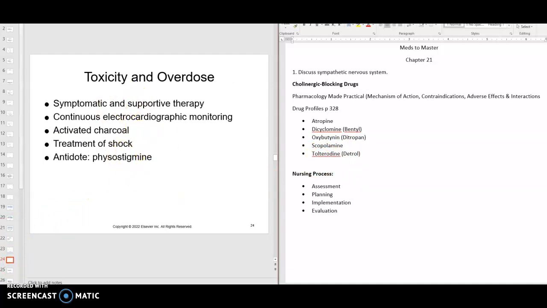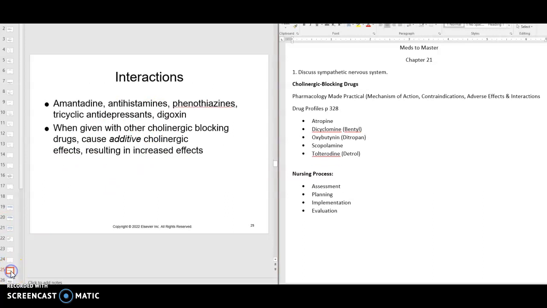If I have somebody that we're looking at for signs of toxicity and overdose, we're going to treat them symptomatically and provide supportive treatment. We are going to monitor their heart. That's what this electrocardiographic monitoring is. We can give activated charcoal so that if there's anything in the stomach, it can help bind with that. And then we can treat shock by giving fluids if they need that. And then if all of this isn't working, we can give physostigmine, which will help be the antidote to our anticholinergic medications.